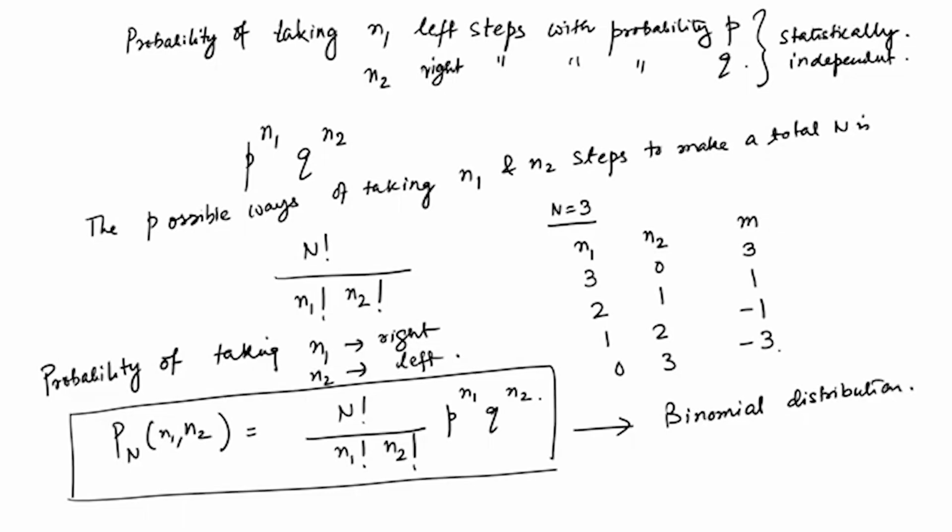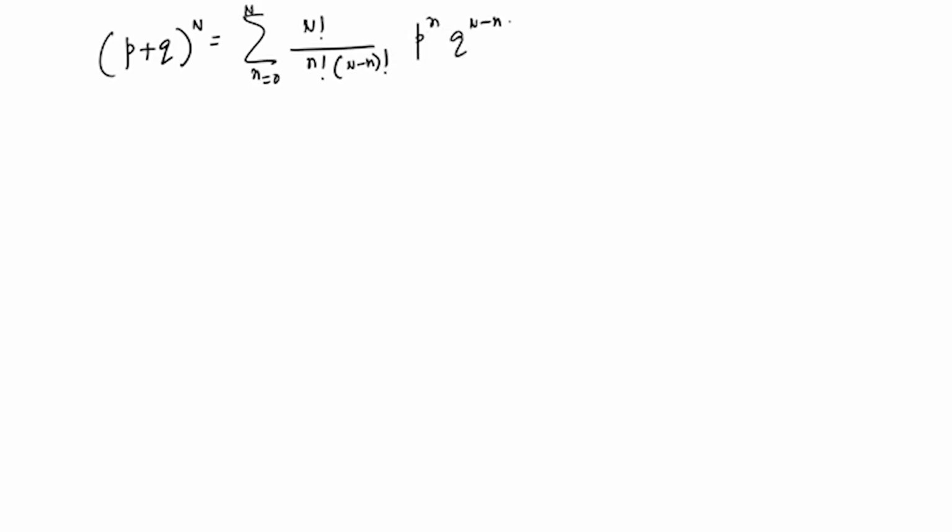All right. So, we know the formula for the binomial distribution. We can write it as p plus q whole to the power N is equal to the sum over n equal to 0 to N of N factorial divided by n factorial times capital N minus small n factorial, p to the power n q to the power N minus n. Okay. So, this is the binomial distribution, you can easily check it for, say, a cube for example, or to the power 4.